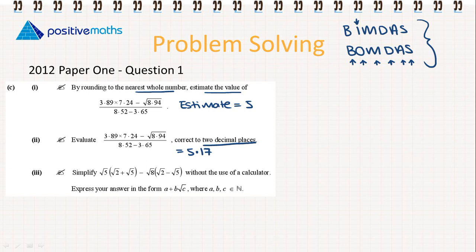Okay, so for the third part of this question, we need to simplify the square root of 5 multiplied by the square root of 2 plus the square root of 5 minus the square root of 8 by the square root of 2 minus the square root of 5 without the use of a calculator. We need to express our answer in the form of a plus b by the square root of c, where a, b and c are all natural numbers. Okay, so we need to simplify. So we'll just write out the expression that we're given.